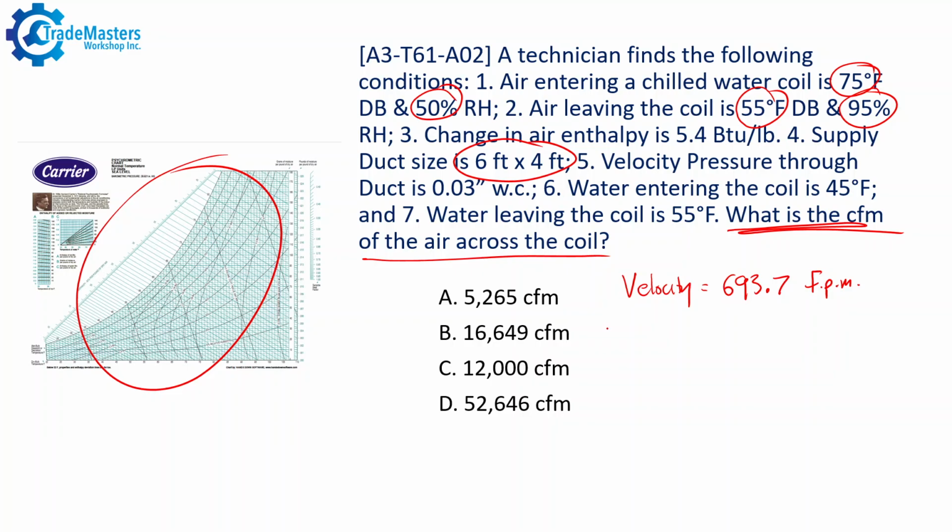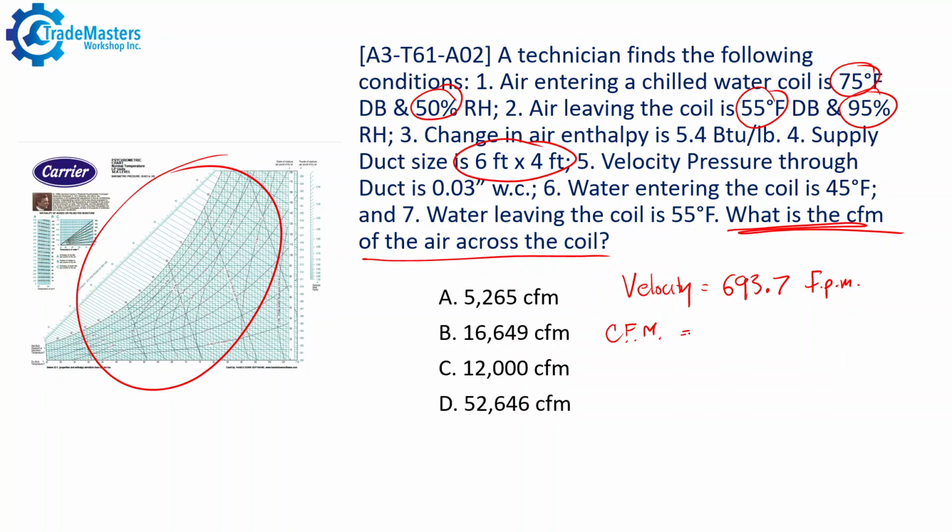because we know that the airflow, or CFM, cubic feet per minute, will be equal to the square footage of the duct times the velocity in feet per minute, right? Square feet times feet gives us cubic feet. So we multiply the two numbers together and we end up with our airflow.